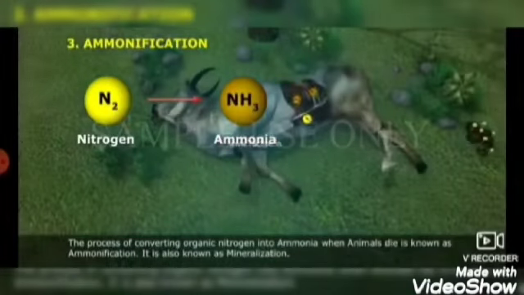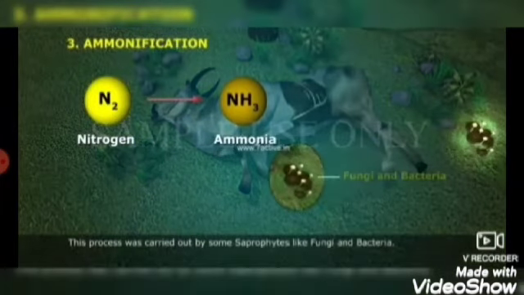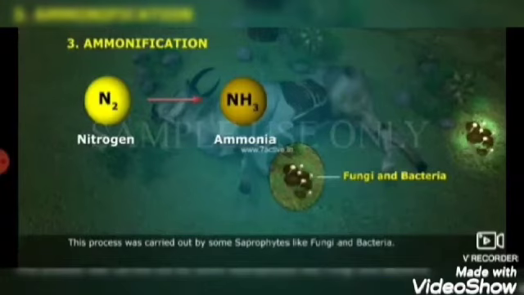3. Ammonification. The process of converting organic nitrogen into ammonia when animals die is known as ammonification. It is also called mineralization. This process is carried out by some saprophytes like fungi and bacteria. Ammonia is also produced from volcanic eruptions and excretory products of animals.